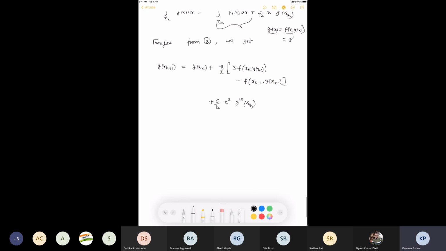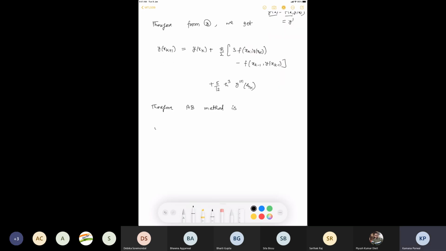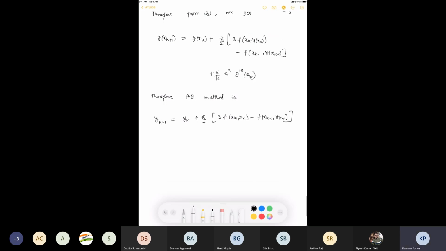So from here, we can derive what the numerical method has to be. Therefore, the AB method is: I'm going to compute yk plus 1 as yk plus h by 2, 3 times f of xk, yk, minus f of xk minus 1, yk minus 1. Right? So basically, I've used this expression to define this method.